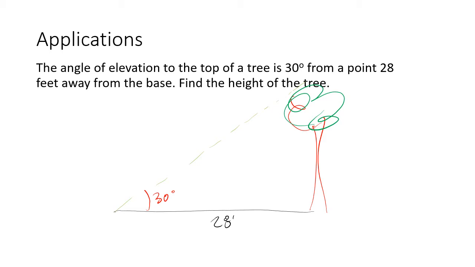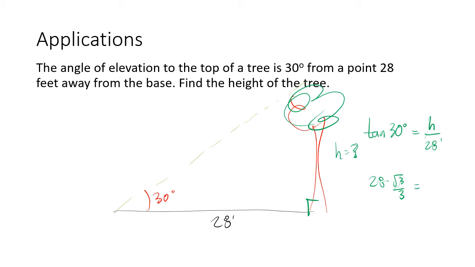So if I want to know the height of the tree, I just use right angle trigonometry, because we're assuming this tree has grown vertically. The tangent of the 30-degree angle is equal to the height of the tree that I don't know, divided by the 28 feet. Now I know that the tangent of 30 degrees is root 3 over 3. So this is 28 times the square root of 3 over 3. You could just plug it in your calculator too.